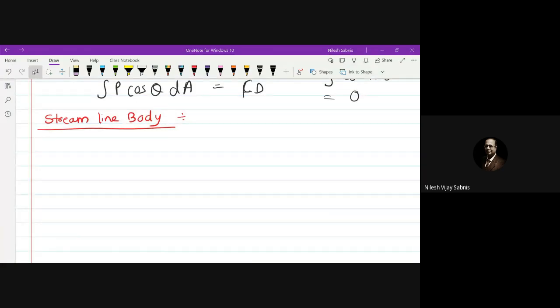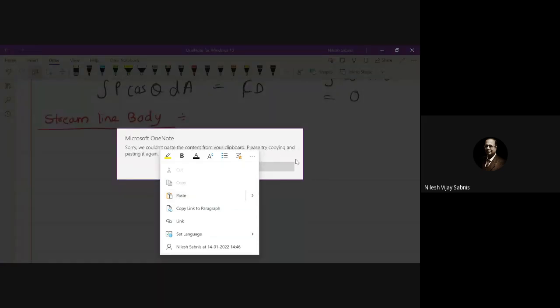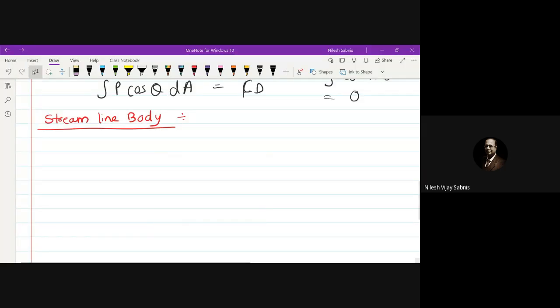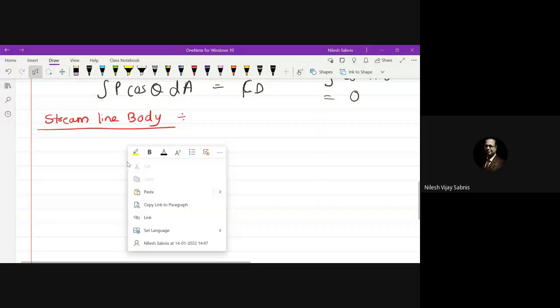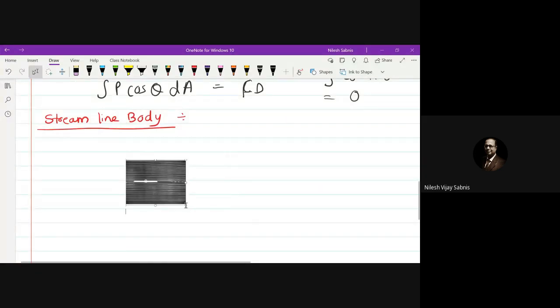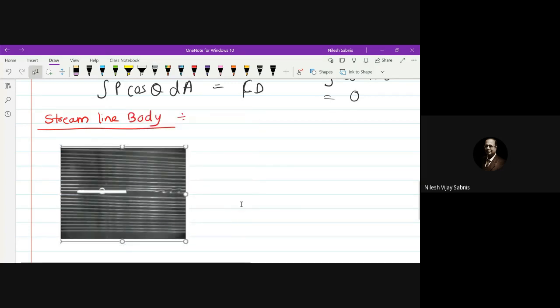If we want to take an example of a streamline body, you can consider this one. This is the example of a streamline body. So this body surface has its boundary parallel to the streamlines of a flow.